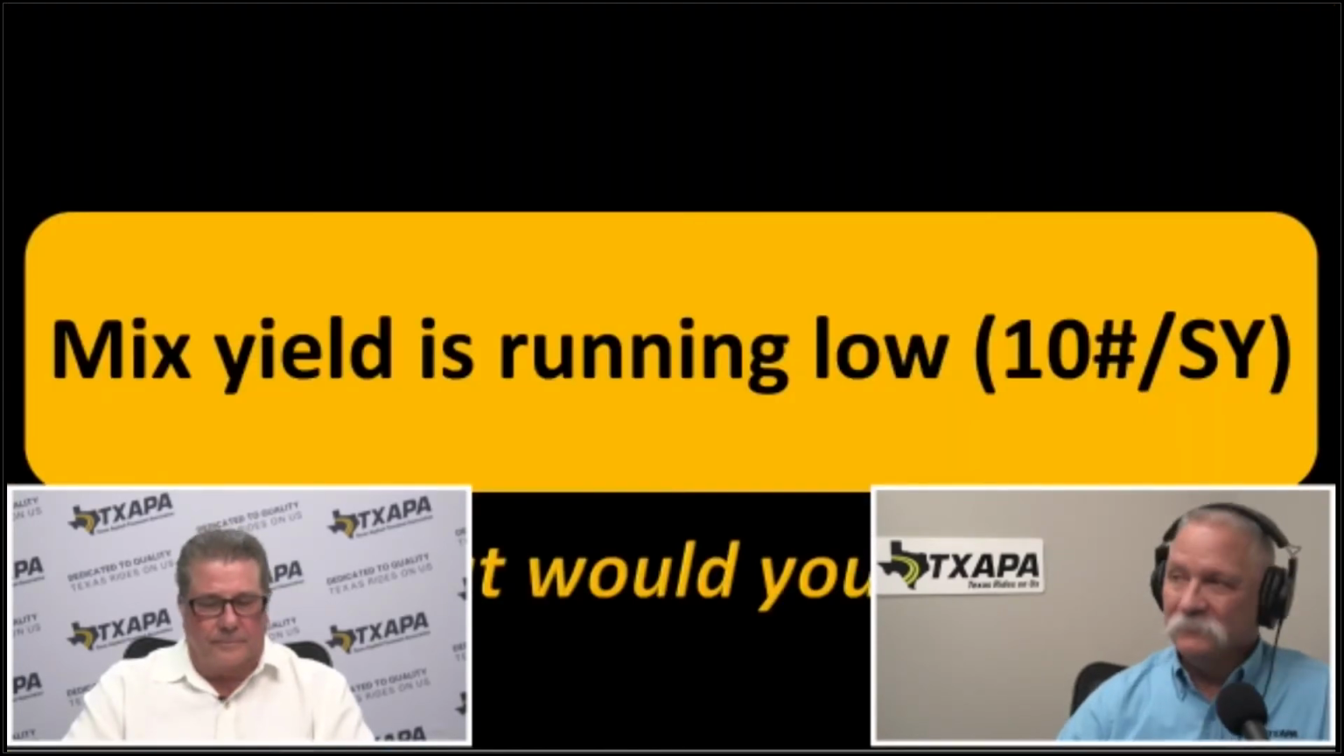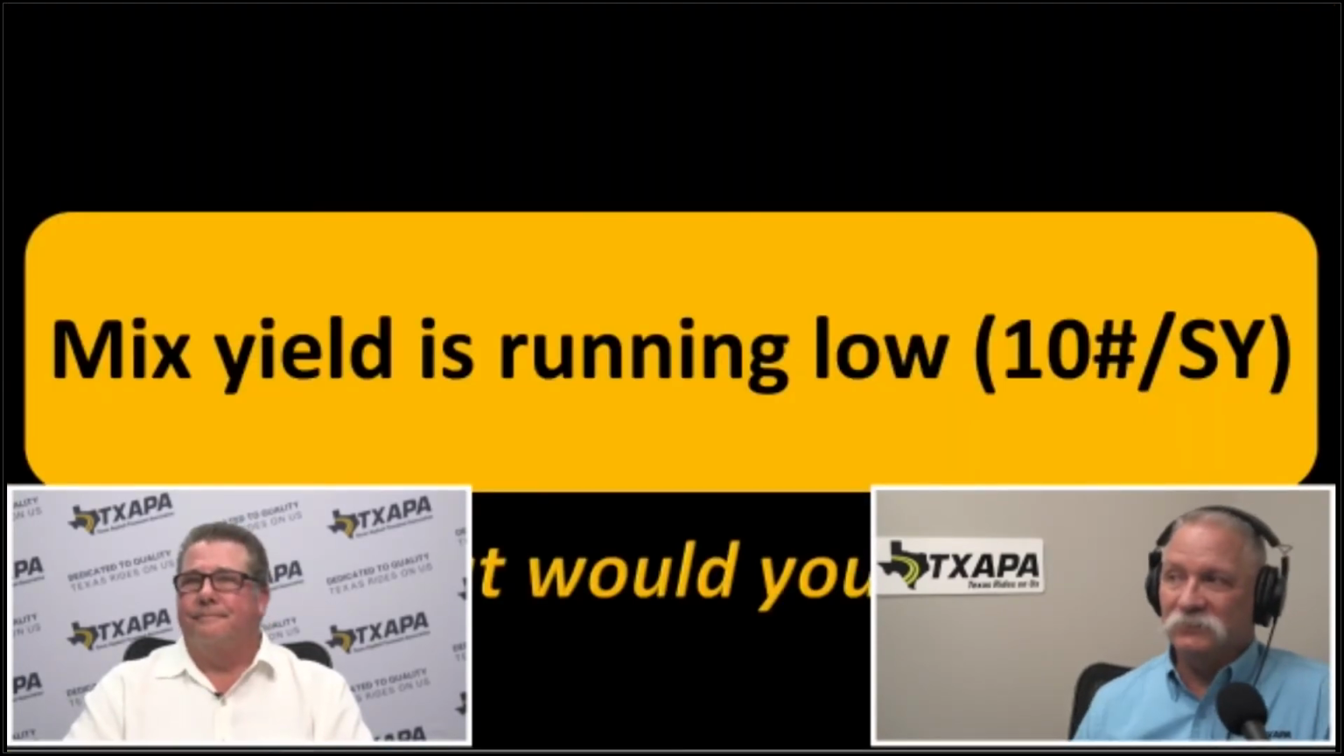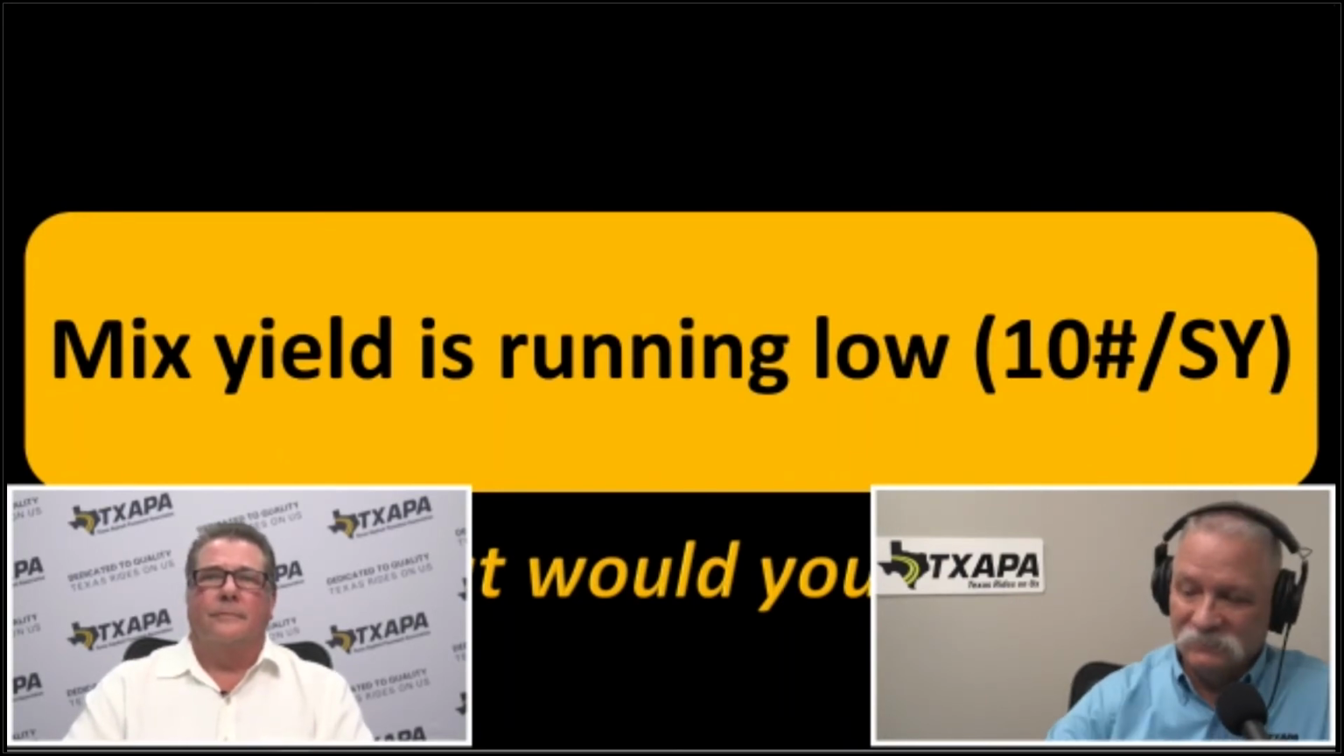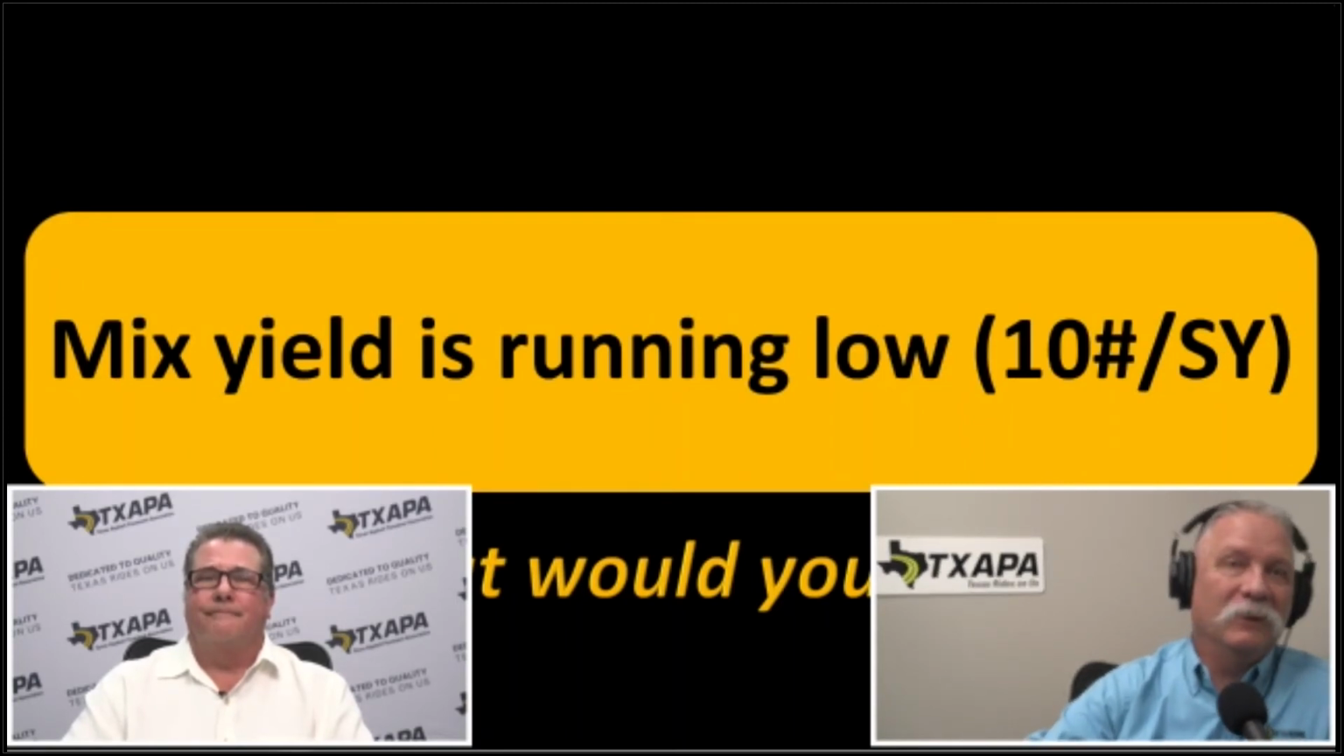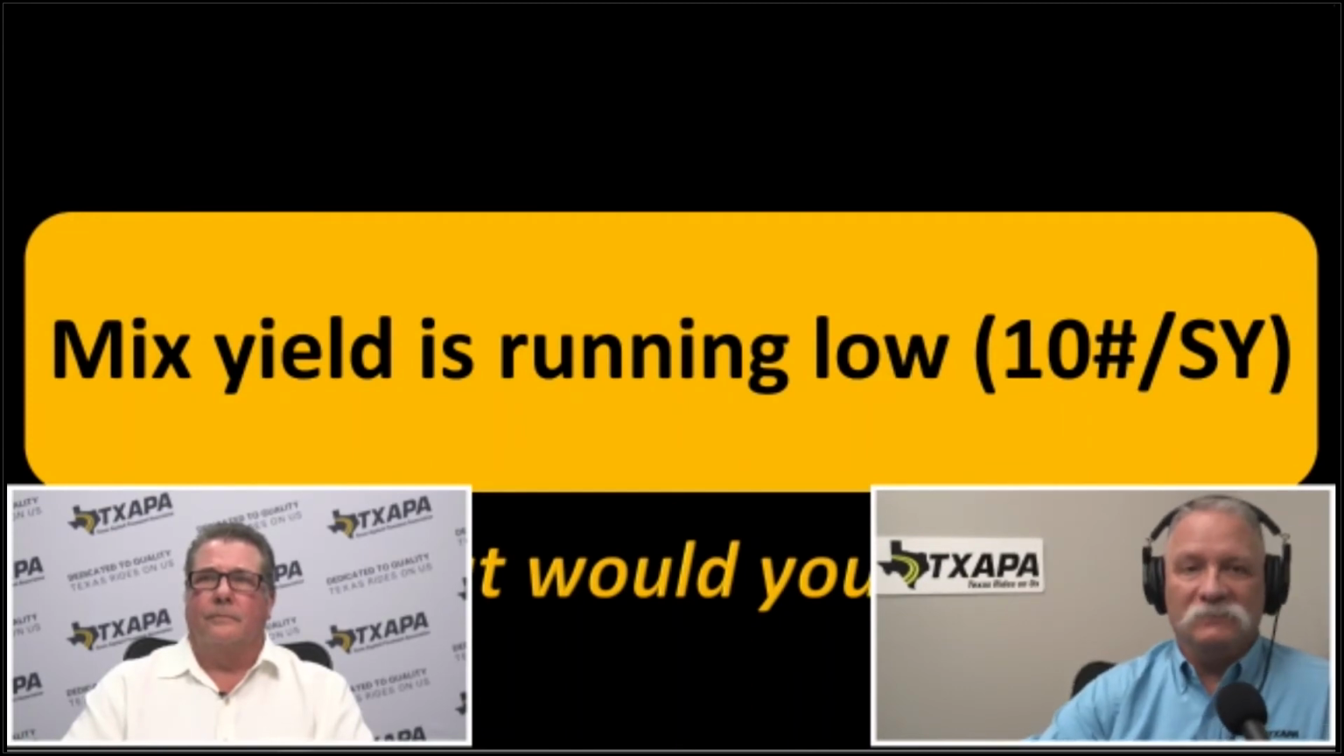One more. The mix yield is running low. It's running about 10 pounds low for whatever your target rate is. Let's say we're laying 1.5 inches, so we're at 150, 160 pounds, and say we're 10 pounds low. So what are you guys going to do about that? Let's start with Mr. Madden. David, what would you do?